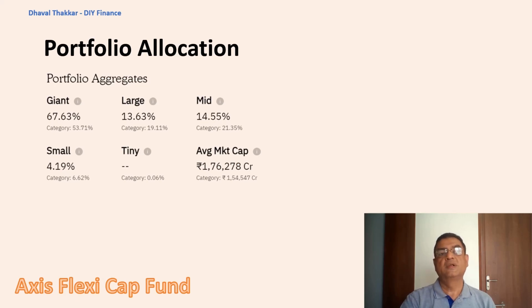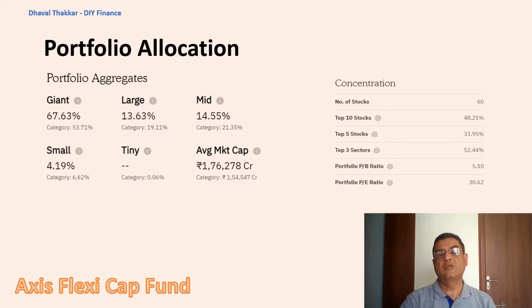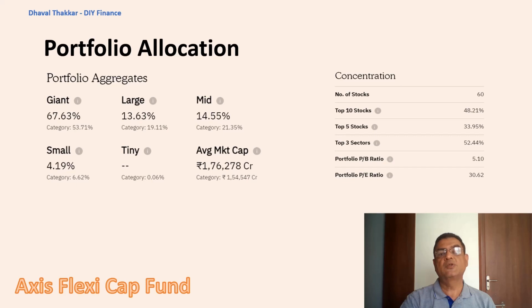The portfolio seems a little concentrated with only around 60 stocks, and the top 10 stocks form around 48%, that is almost half of the portfolio, and the top 3 sectors form more than half, that is 52% of the portfolio.